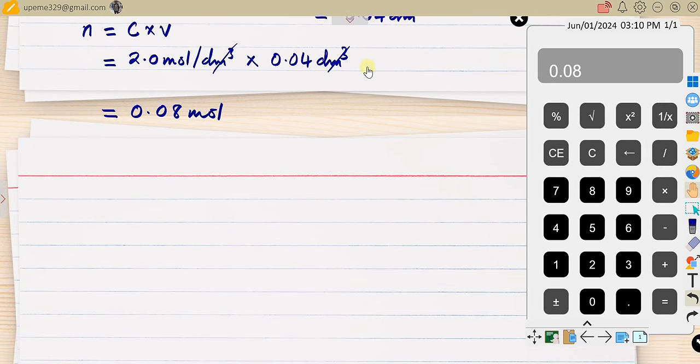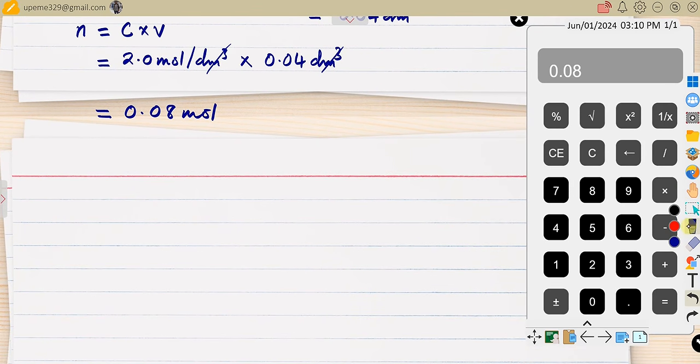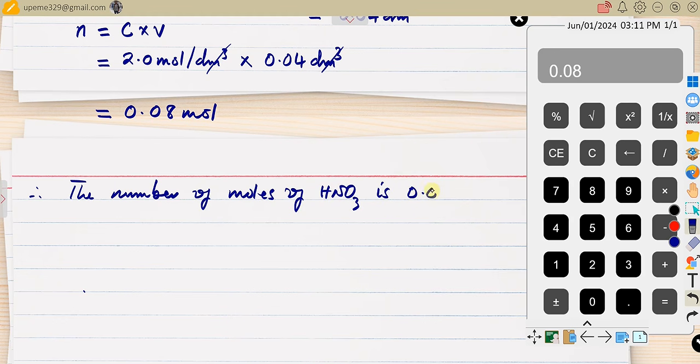So now what we are going to do, we'll say therefore, let me come here. We'll say therefore the number of moles of nitric acid is 0.08 moles, like that. That will be the answer there.